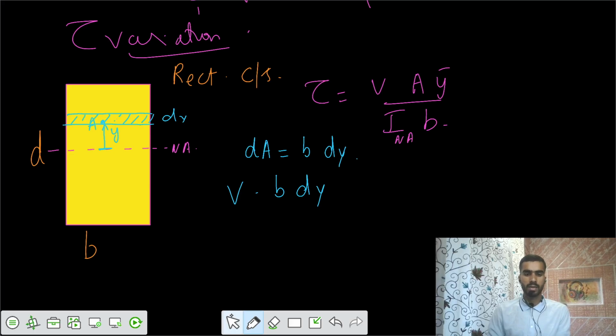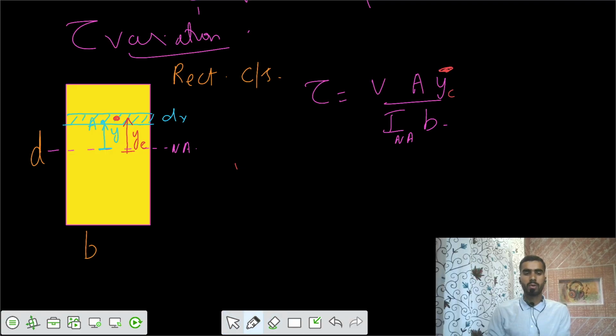That's acting somewhere here, centroid at a distance of, let's call it YC. So centroid is at a distance of y plus dy by 2. Yeah, it's wrong. We have the area.